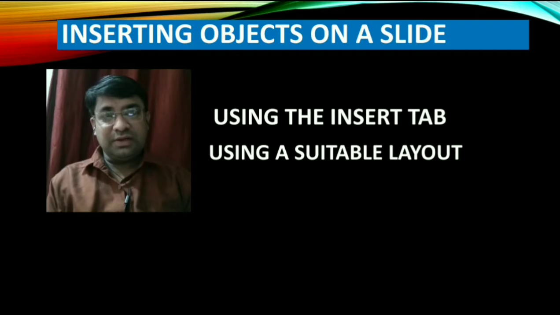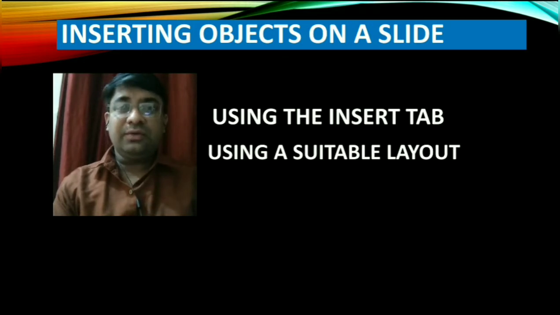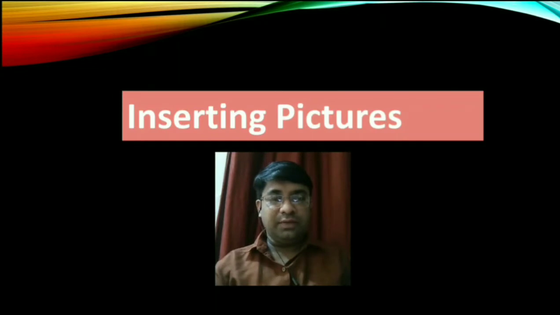So first, we will learn how we can insert objects on a slide. So dear students, Microsoft PowerPoint allows us to insert various objects such as picture, clip art, word art, shapes or symbols on a slide to make it look attractive and informative. So there are two ways to insert objects on a slide. First, using the insert tab, and second, using a suitable layout. Now we will learn how we can insert a picture in our presentation using the insert tab.